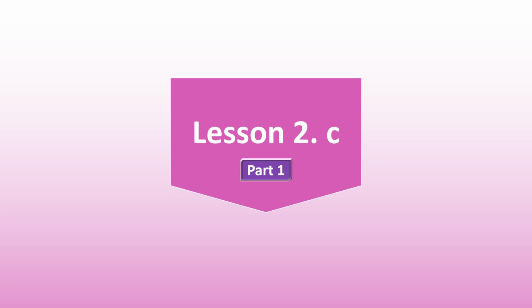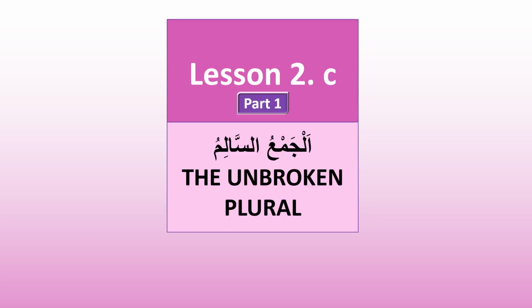In today's presentation, we'll be focusing on Lesson 2C, Part 1, and we will be dealing with the concept of plural, and to be more specific, we'll be focusing on the unbroken plural, which is termed as al-jam'u salim in the Arabic language. Now, in the last lesson, we did discuss dual, and we understand that dual words in Arabic end in ani or aini, like rajulani, rajulaini.